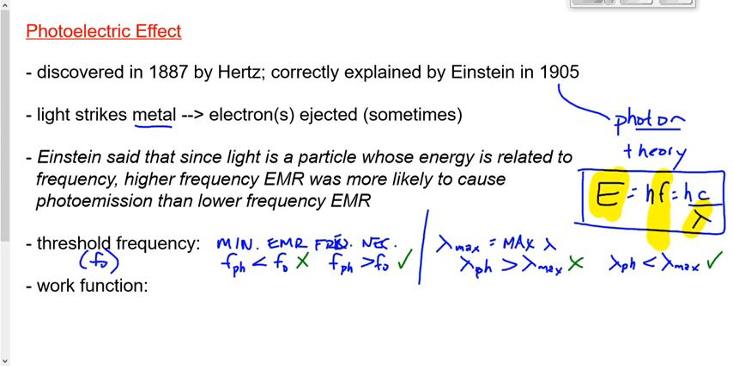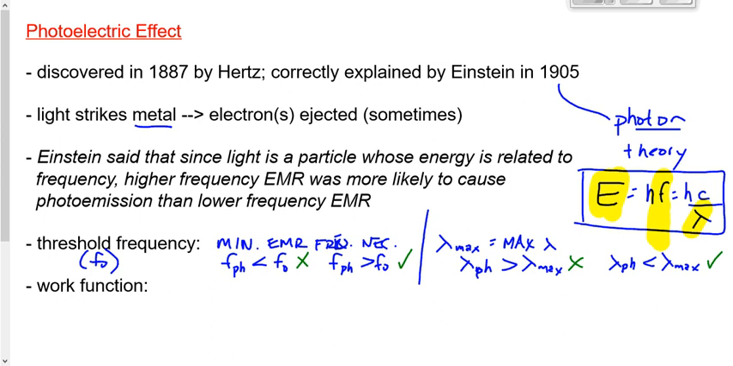So you need to be above a certain frequency to cause electrons to be ejected. You need to be below a certain wavelength. Both of those result in having an energy that is big enough to cause electrons to be ejected.